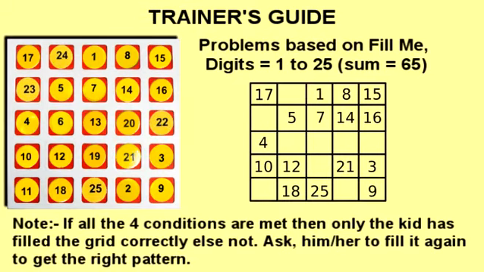Here you have to note, if all the 4 conditions are met, then only the kid has filled the grid correctly, else not. Ask him or her to fill it again to get the right pattern.